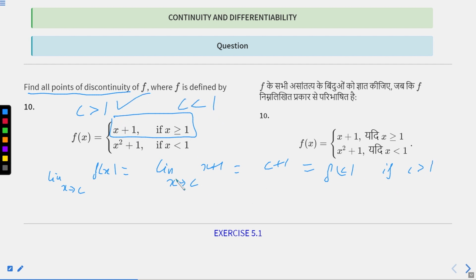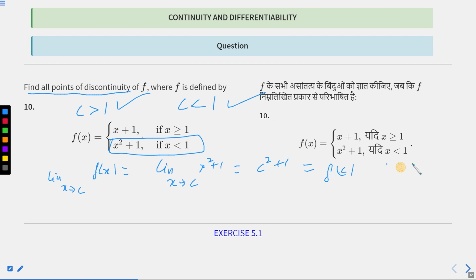What about if c is less than 1? Then we will be using the second function, x square plus 1. This will be c square plus 1. This is f of c if c is less than 1. Then it is also continuous.